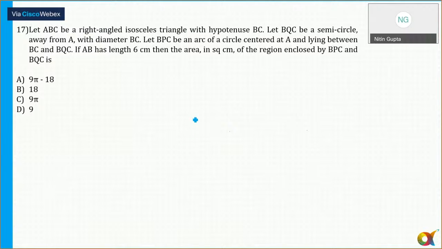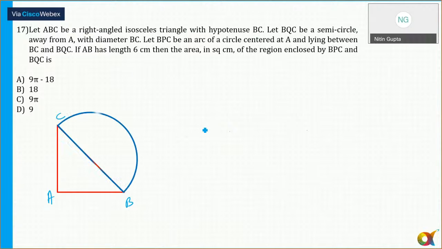17th. Let ABC be a right angle isosceles triangle with hypotenuse BC. So I'll say this is A, this is B, and this is C. Let BQC be a semicircle, so this is Q. BQC is a semicircle away from A with diameter BC.